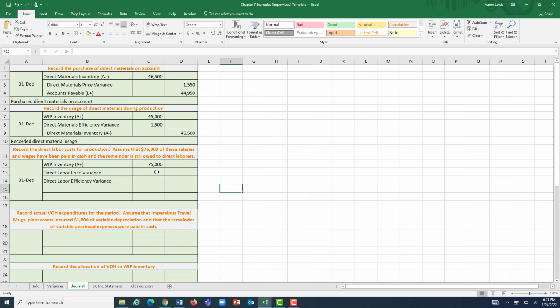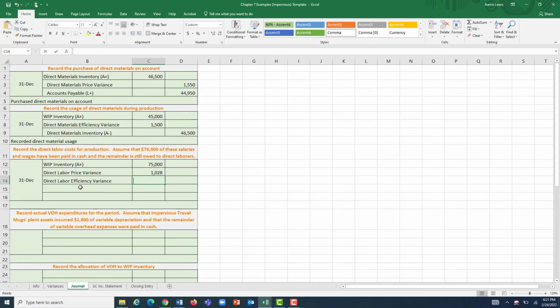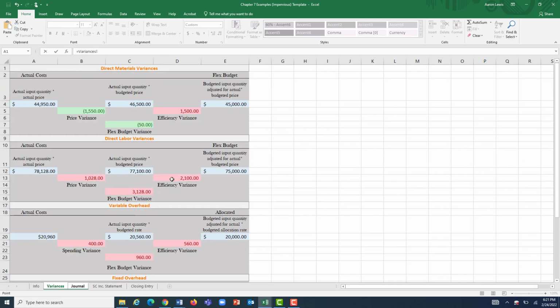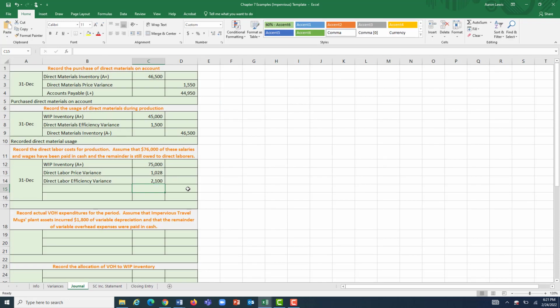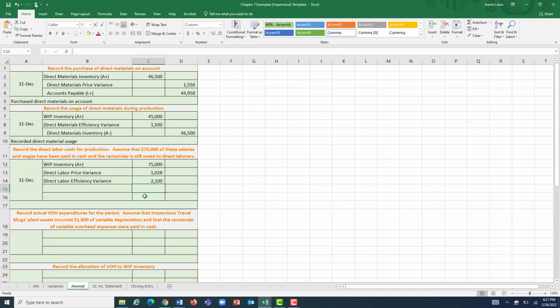Now I can go back to my calculations and I can grab those two numbers. Our variance for direct labor price was unfavorable, 1,028. Our variance for direct labor efficiency was unfavorable, 2,100. And now that is going to line up in total. If we add that all up, it comes up to $78,128, which is the actual cost that we had.